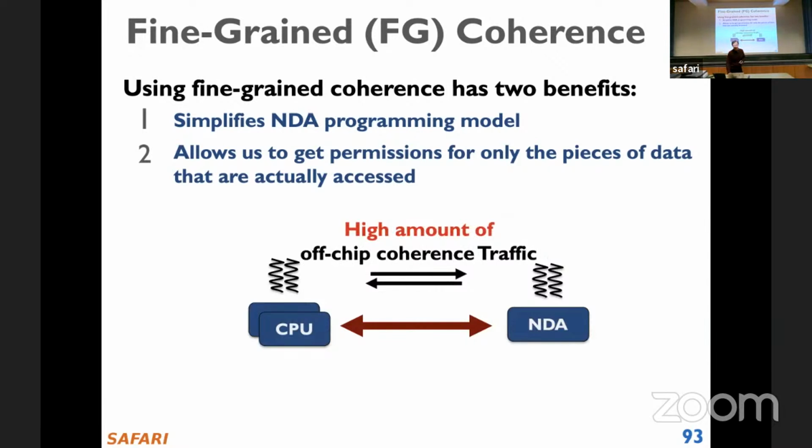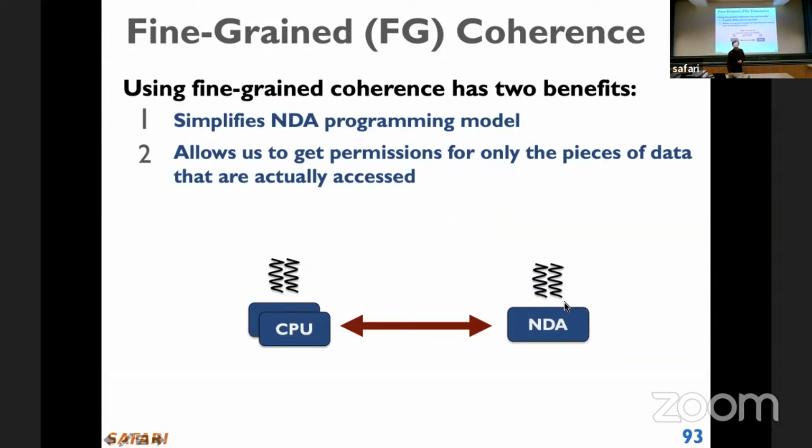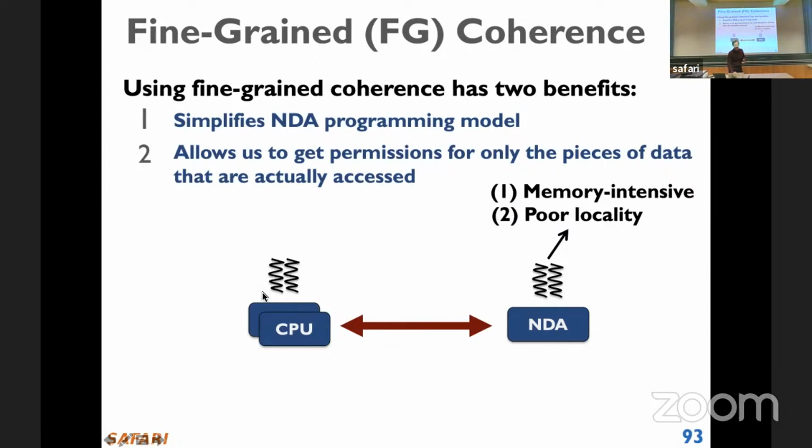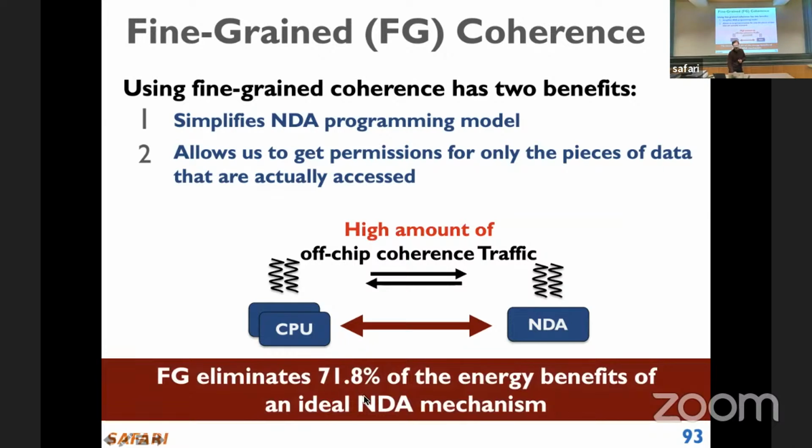So basically, this still leads to a high amount of off-chip coherence traffic because this is very fine grain, right? If you look at it, things that are memory intensive are offloaded over here, so it needs to communicate coherence permissions across the bus. It turns out it eliminates a lot of the energy benefits of the ideal processing in memory mechanism. In terms of performance, it's better than the others, as you will also see in the results, but it gets rid of a lot of the energy benefits.